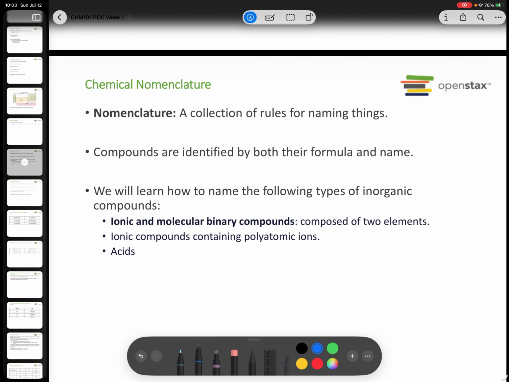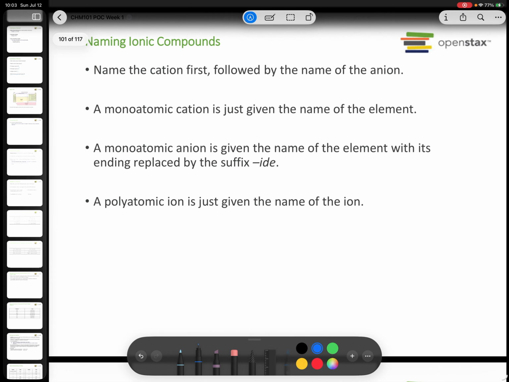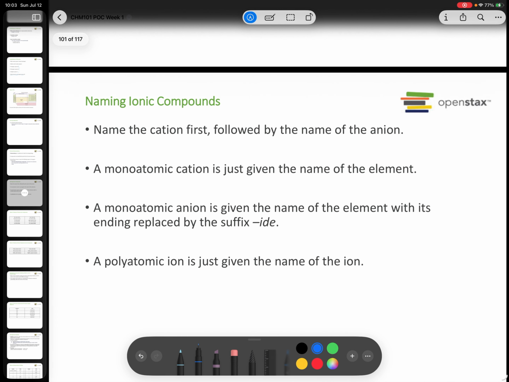So, the key skill is recognizing the type of compound, no? Yun muna yung una, no? Recognizing the type of compound first because each type follows a different naming rule, okay? Okay, naming ionic compounds, no? So, for ionic compounds, the rule is straightforward naman. So, name the cation first, then the anion.